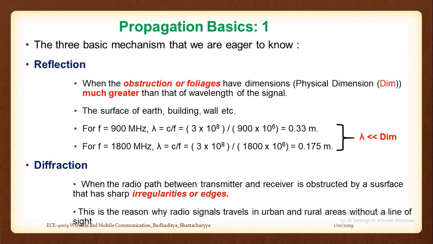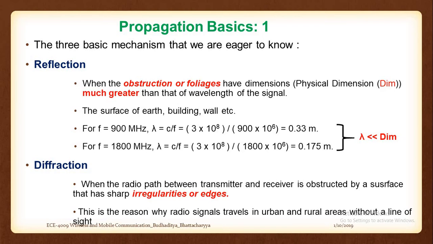So we will call the basic propagation mechanism a reflection whenever we are looking at an obstruction or foliage which has a greater dimension than the wavelength of the signal. By this we mean, you can take an example, as I told you, the surface of the earth or the building or the wall, whatever we call it, they will always have a dimension which is greater than the wavelength of the signal.